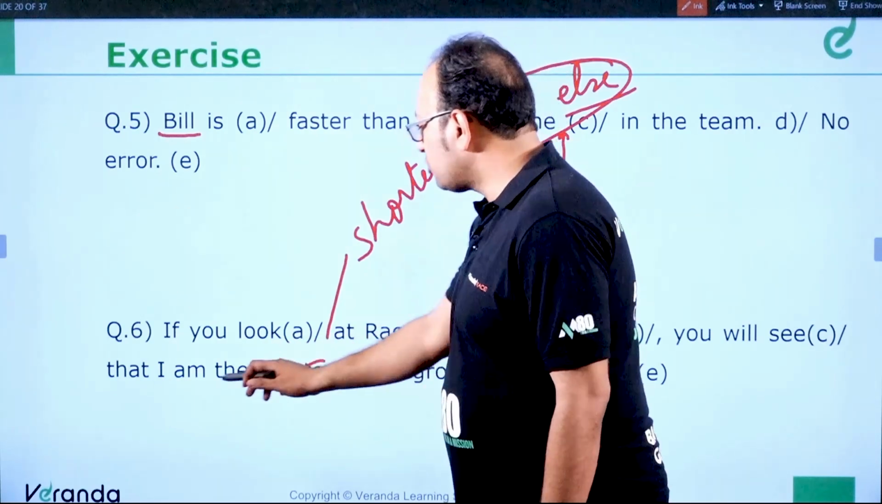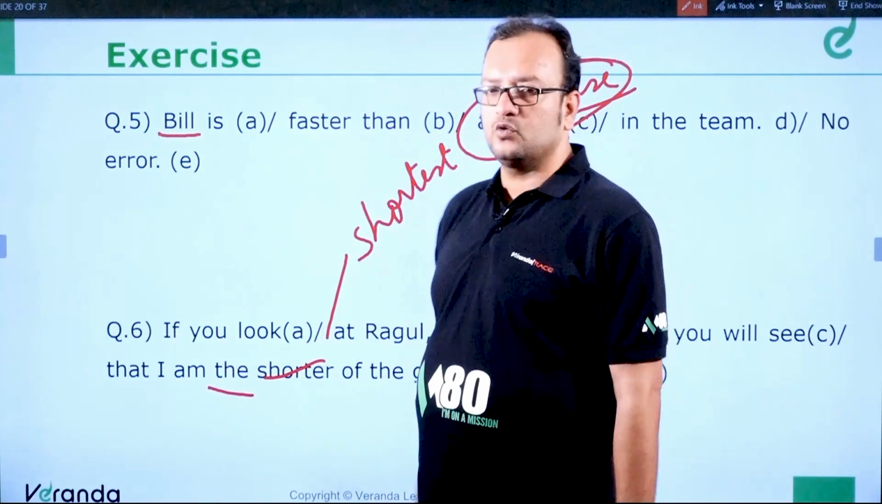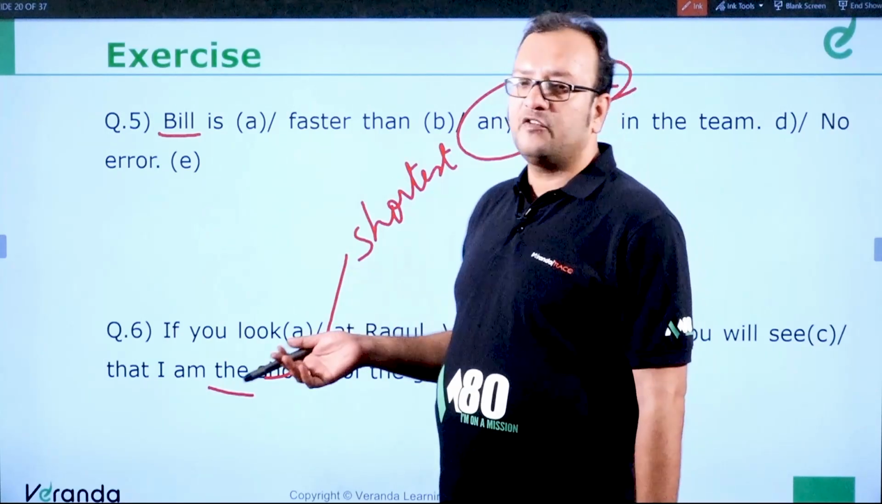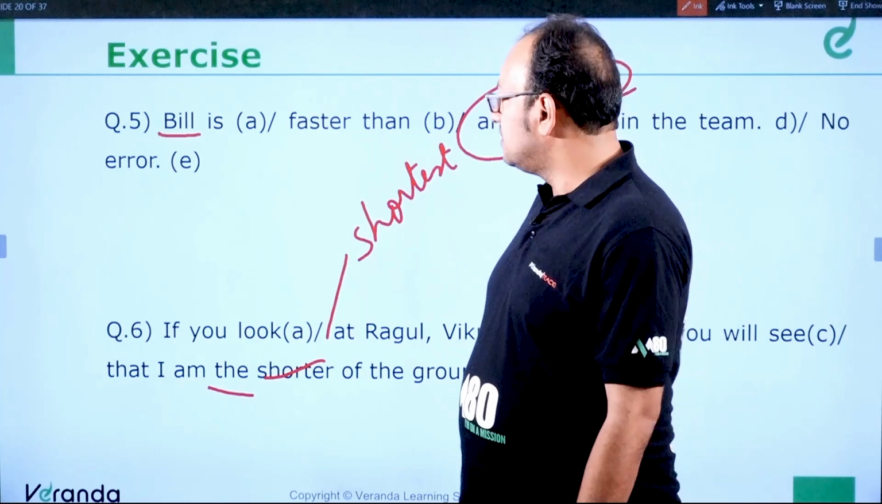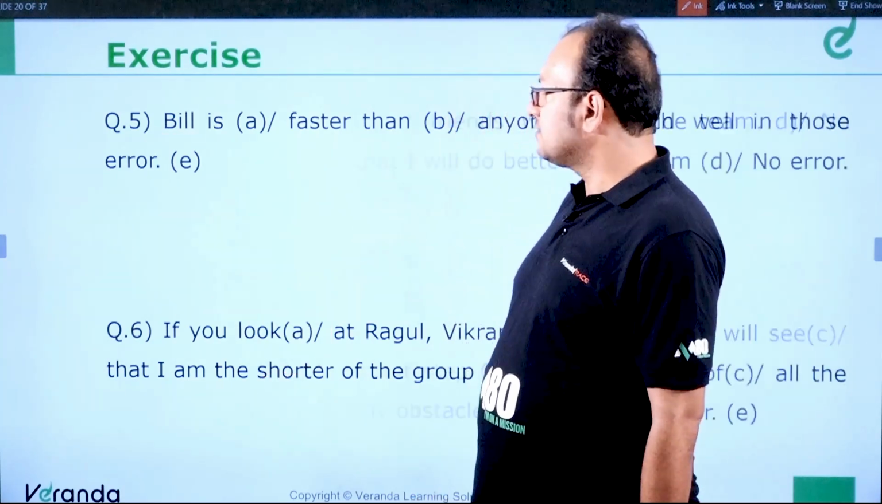And it should be the short. The is already used over here. So the shortest of the group. Clear? Because there are 3 people. For 2 we use comparative shorter, but for more than 2 we use shortest. Clear? Moving ahead to the next question.